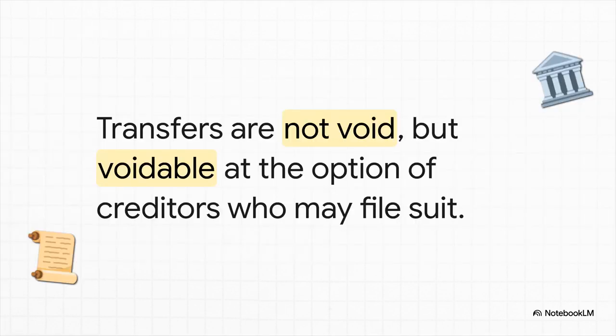Look at the nature of remedy on the board. Such transfers are voidable at the option of creditors. Transfer is not void, but voidable. Creditors may file suit to set aside. Let me sternly drill this fundamental legal distinction into your minds right now. Void versus voidable. A void transfer is dead on arrival. It has no legal effect from day one. But under Section 53, the transfer is strictly voidable. This means it is entirely valid until the defrauded creditor actively chooses to go to court and file a suit to set it aside.